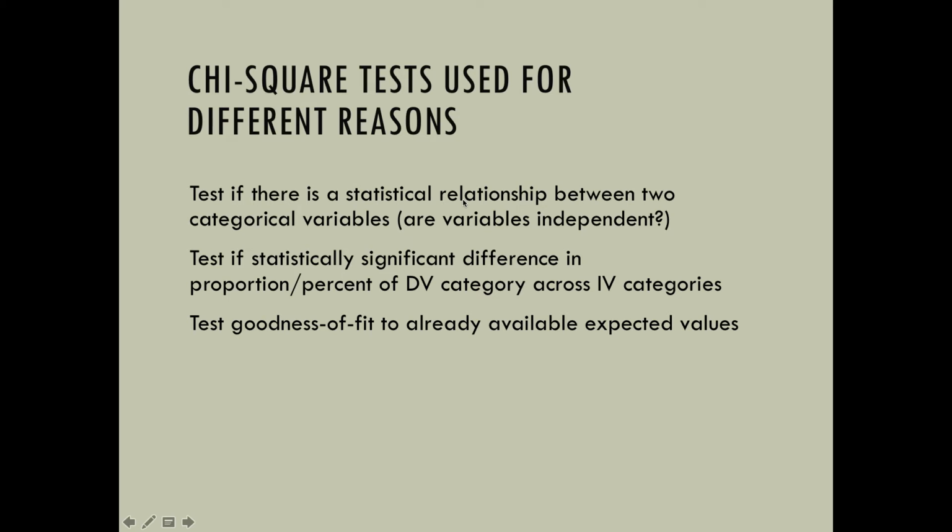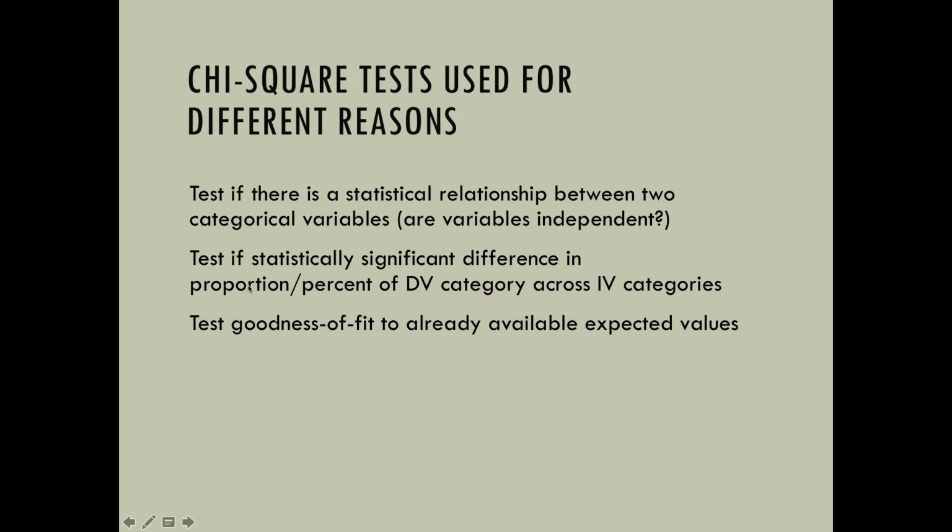So there are three main reasons to use this test. To see if there's a statistical relationship between two categorical variables. That means measured nominally or ordinally. These variables have to be independent. Their categories have to be independent of each other.